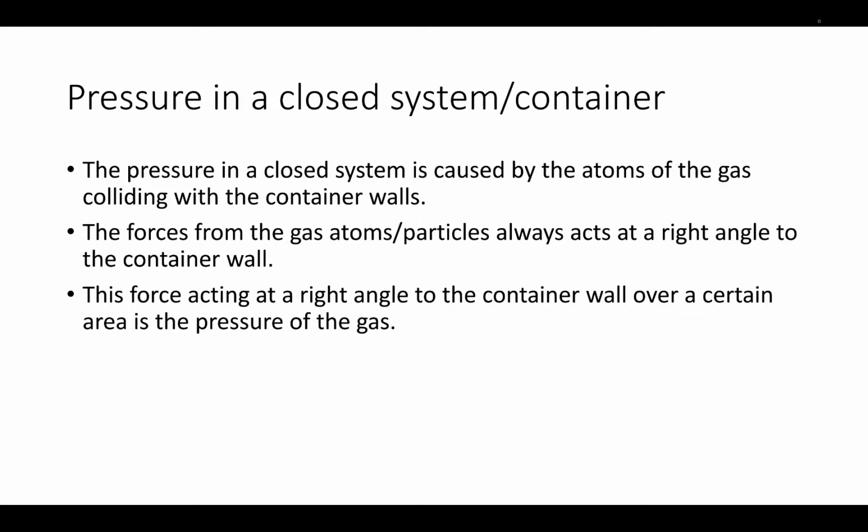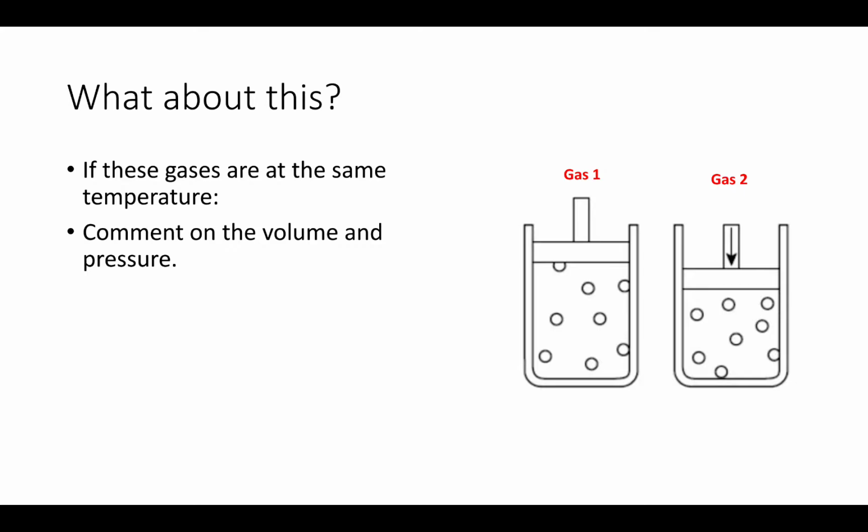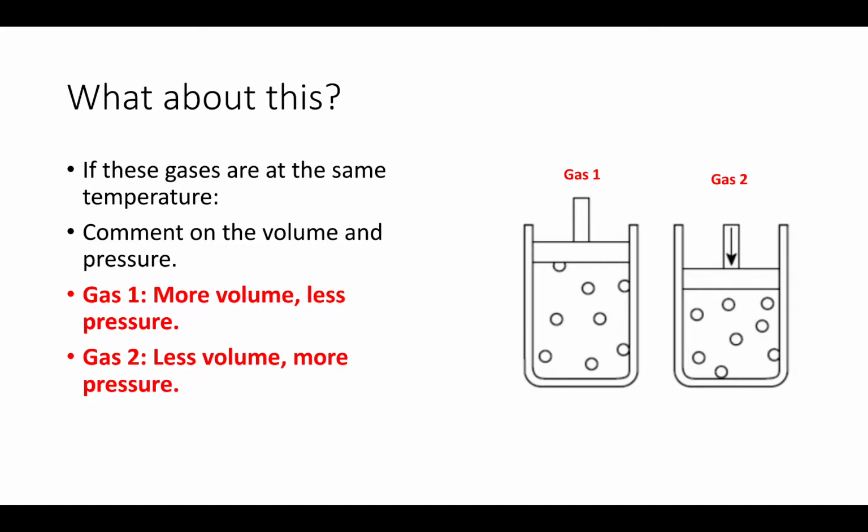Let's look at a certain example then. So in this example, as you can see, gas 1 and gas 2 are the same gas, the same amount of gas, but gas 2 has been compressed slightly. So if the gases are at the same temperature, comment on the volume and the pressure. So what do you think is happening compared to each other, comparatively? Okay, let's have a look at this. So gas 1, there's more volume, and if there's more volume, there'll be less pressure. Gas 2, there's less volume, so there's going to be more pressure. Okay, let's move on.